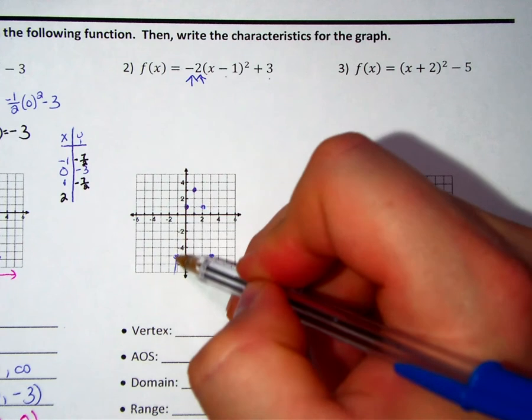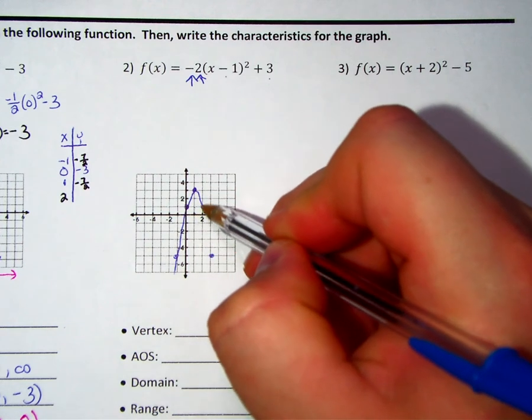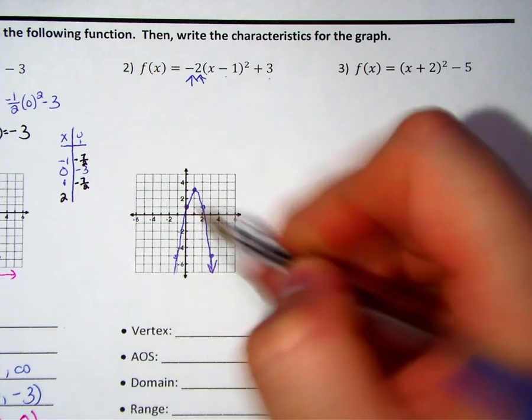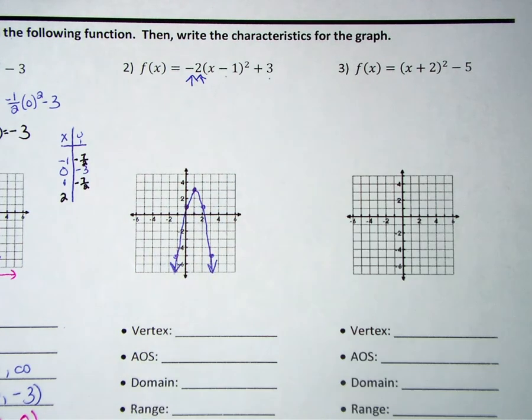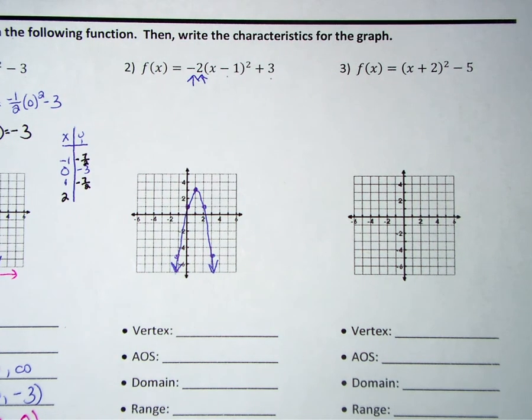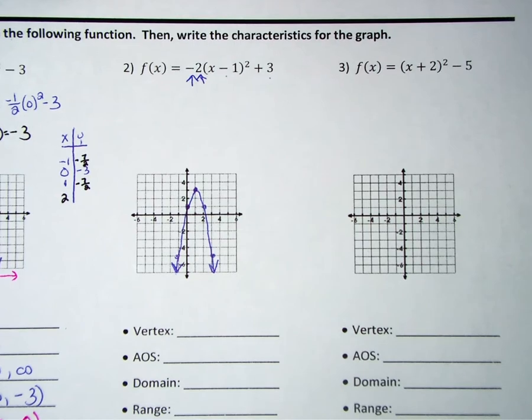And so we have very quickly graphed a vertical stretch with a scale factor of 2 and negative a value, which means it flips it over the x-axis, with a vertex of 1, 3. That didn't take long at all, did it?